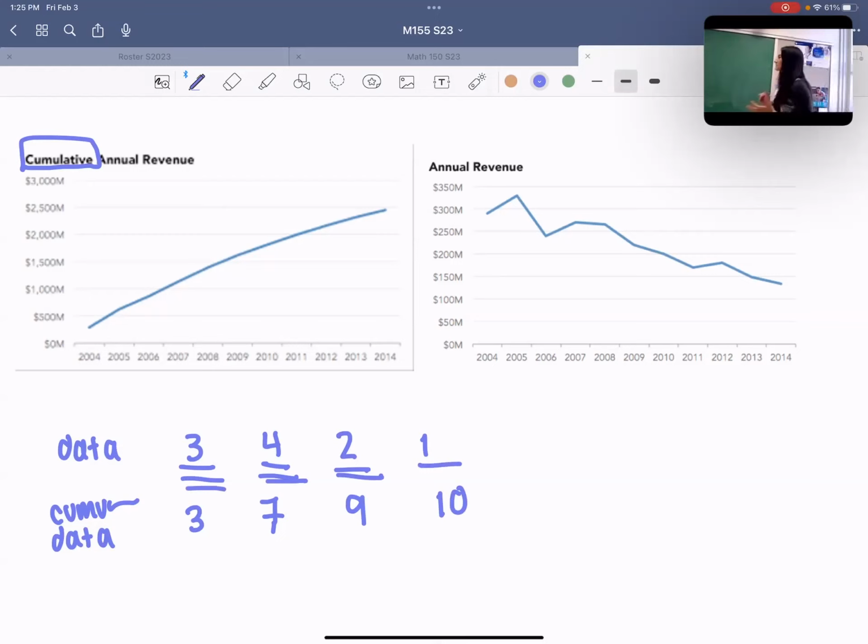So if all the data values are positive, is the cumulative graph ever going to go down? No, right? The cumulative graph never goes down. It always has to go up.